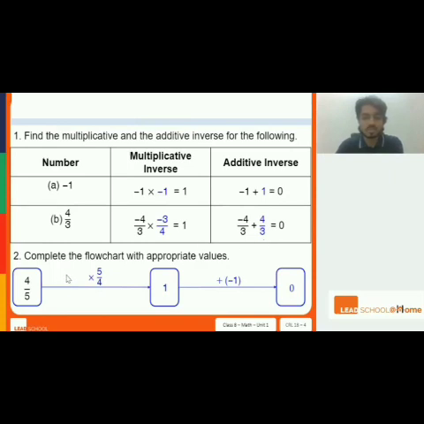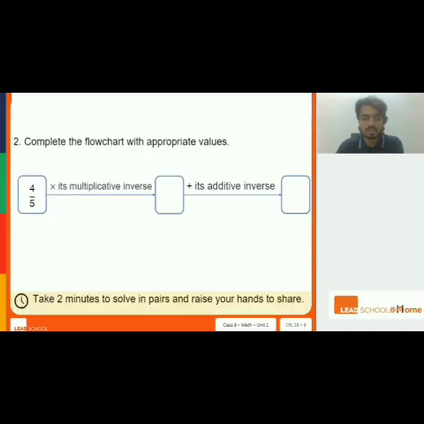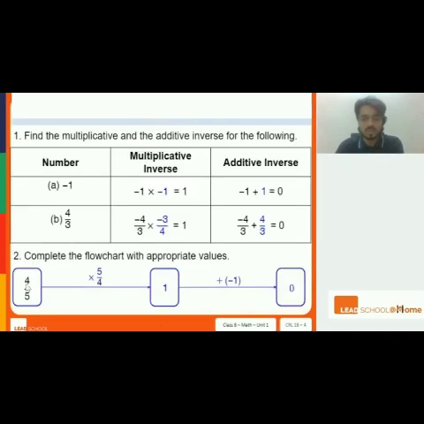Now the second question was you had to complete this flow chart with appropriate values, right? You had to fill the appropriate values in these parts. So 4/5 multiplied by the multiplicative inverse, that is 5/4, gives us 1, and then we add the additive inverse, that is -1, to this to get 0. So these are the answers to these questions. You can take 5 seconds to go through them again.